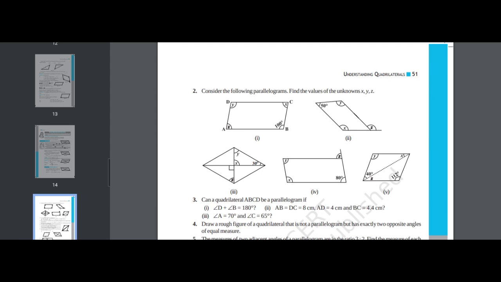In each figure, maximum 1 or 2 angles are given, and we have to find the absent angles, which are named by x, y, and z. Now I will solve only 2 parallelograms, and the remaining you have to solve.